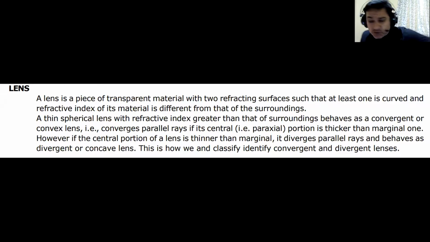So we start with the next topic, which is lens. And may I know what is a lens?